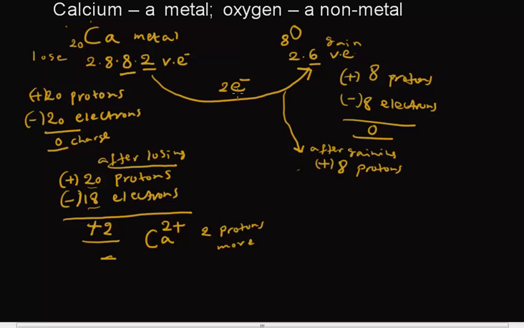So it remains 8 protons, or 8 positive charges. Since it's gaining 2 electrons from calcium, now the total number of electrons would be 8 plus 2, which is 10 electrons. So that's positive 8, negative 10, which would be negative 2. Now I can say the charge on an oxide ion would be O2-. So we write the number 2 first and then the negative charge.